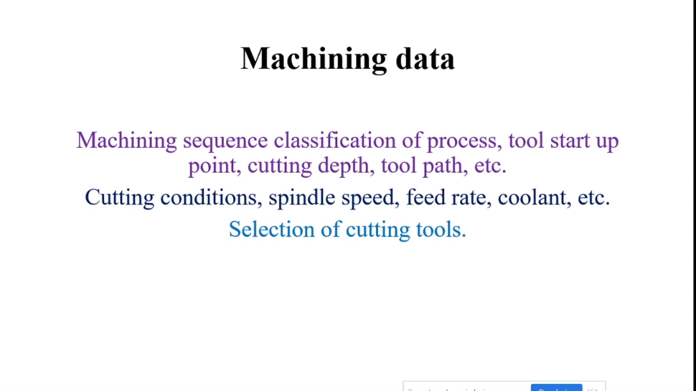Finally, the third stage associated with the machining data is the selection of cutting tools. What type of cutting tool do I prefer for turning? A single point cutting tool is enough. But if I want to perform a knurling operation, I need a knurling tool. And if I want to make a threading operation, I need a V type threading tool. So the selection of cutting tools also plays a vital role in CNC machining.